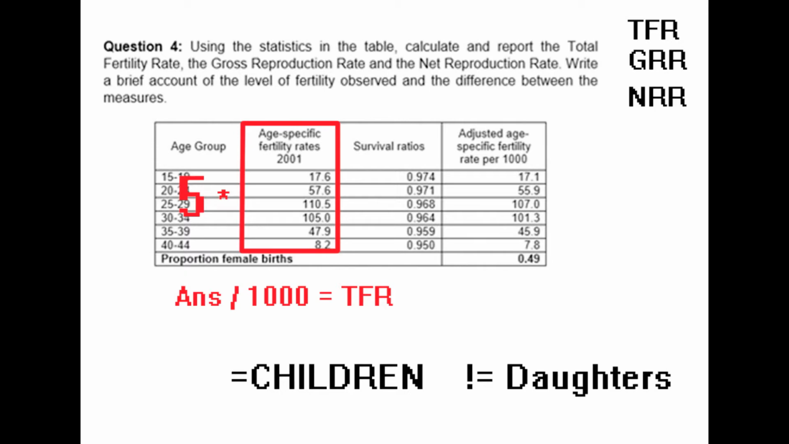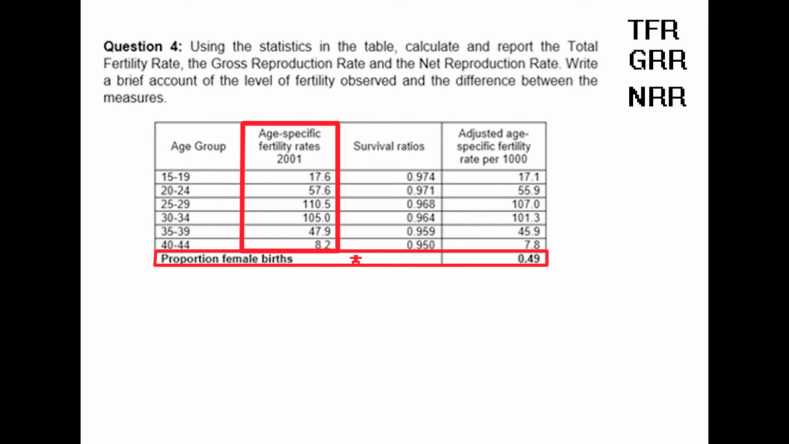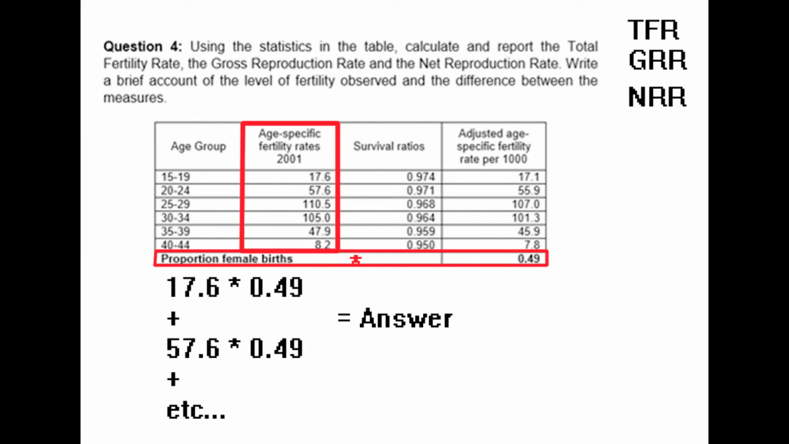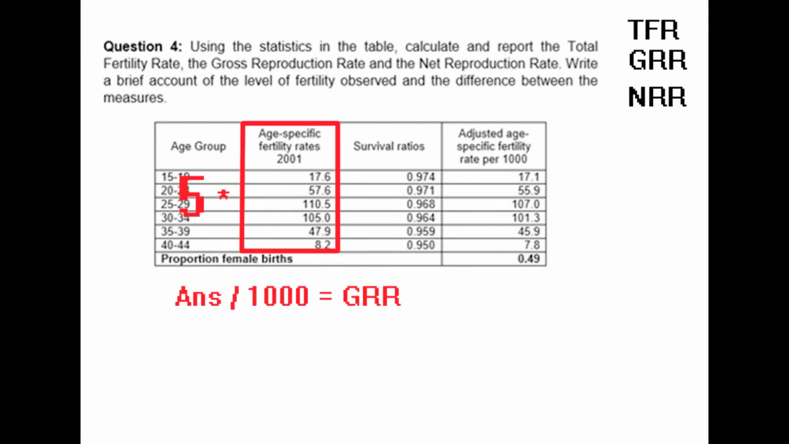So that's our TFR, but what about the GRR, or gross reproduction rate? Well, our GRR is calculated as the same thing as TFR, but using only daughters. Obviously, we don't have an ASFR only daughters column, we only have the ASFR. So do the exact same thing as before, except first, take the ASFR values and multiply them by the proportion female births, or the bottom row, as 0.49. Then do the same as before by multiplying by 5 and dividing by 1000.